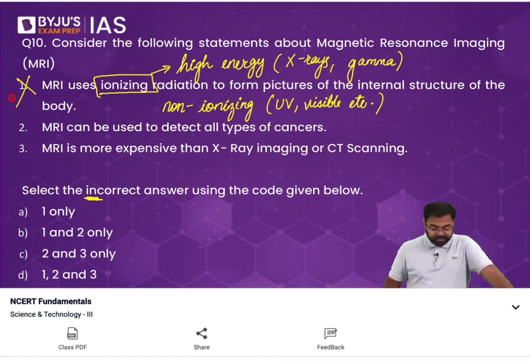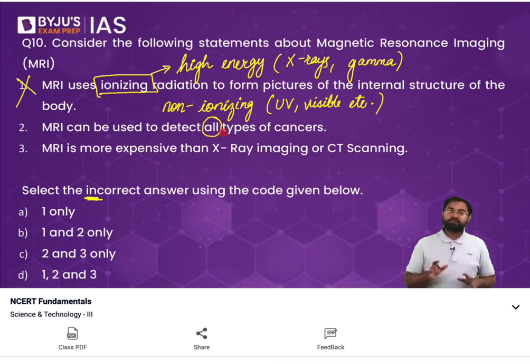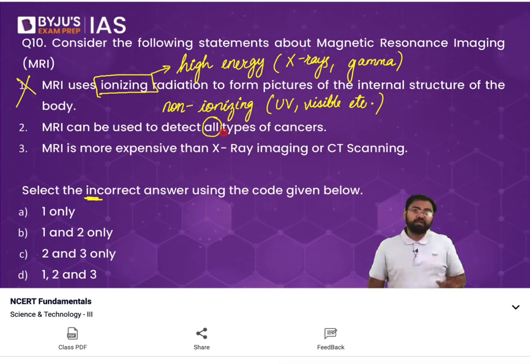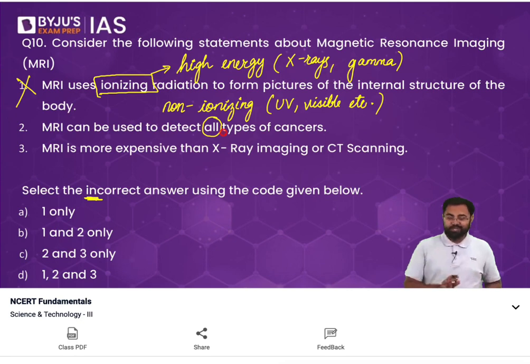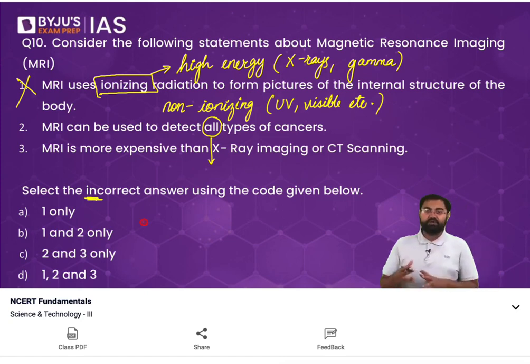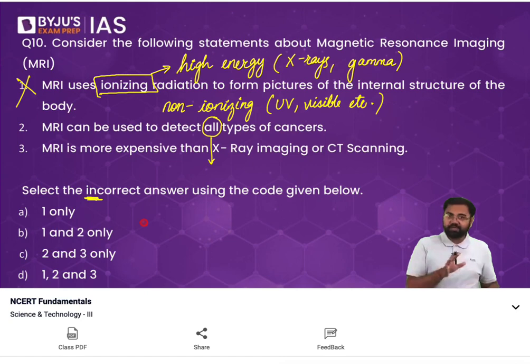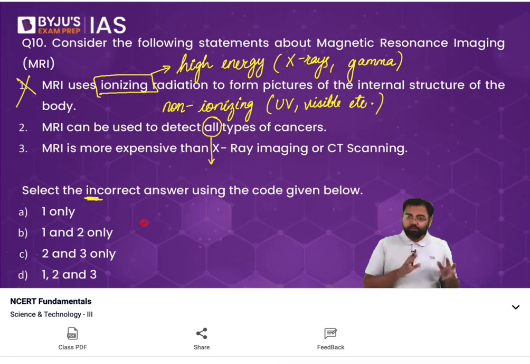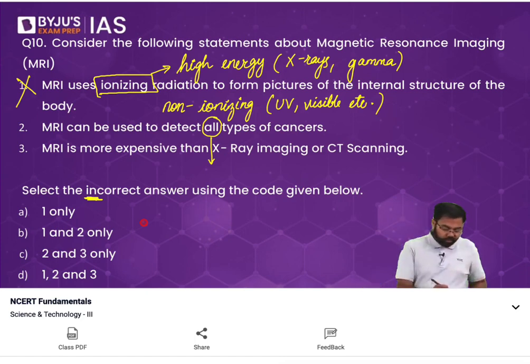Second one is MRI can be used to detect all kinds of cancers. Whenever you have the word all, this is a very extreme word. Whenever you have an extreme word, more or less you can understand that this will be a wrong statement, and this is the case here also. Not all kinds of cancers, some cancers can be detected, especially the ones related to the spinal cord, the brain, etc. In these cases, MRI is more useful. In other cases, it may not be that useful. Only few of them can be detected with the help of MRI. So that's why all becomes wrong.